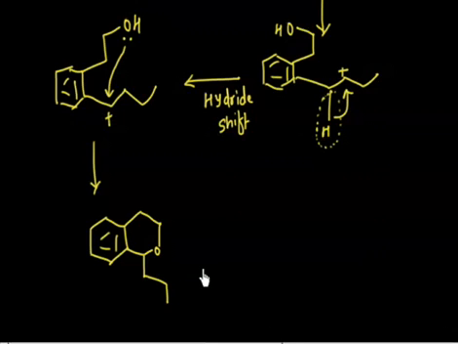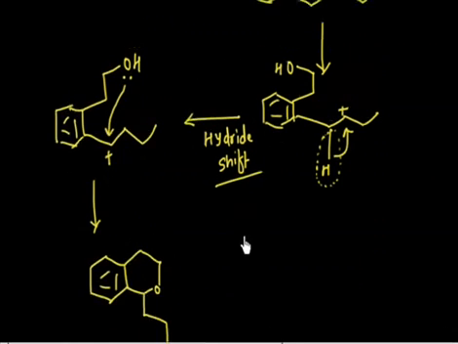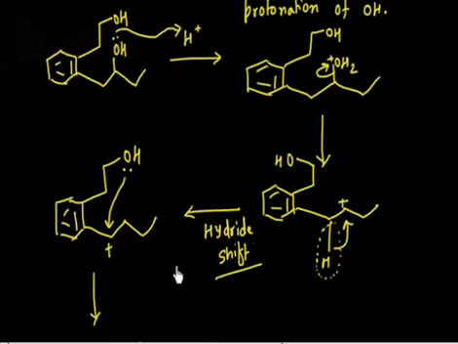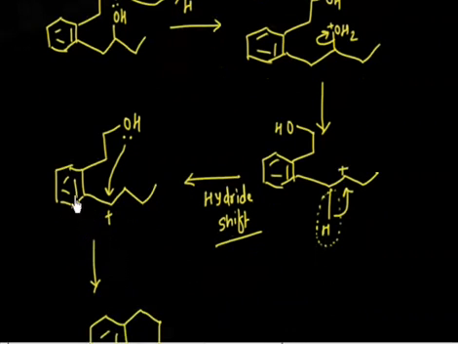So what are the important points we have? The mechanism is followed by hydride shifts. First step is protonation. Second step is carbocation formation. This carbocation is basically stable. So this is a step from here to here. What is the driving force for this step? Stability of carbocation. This carbocation is in resonance with the benzene ring, and that's why the carbocation has shifted.